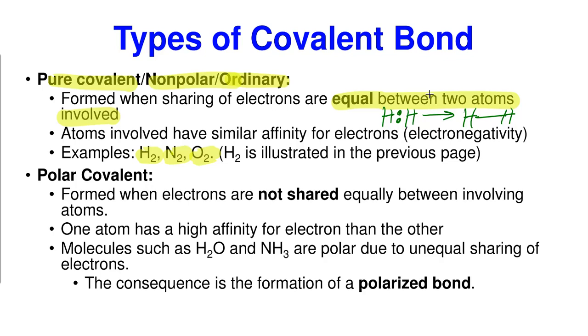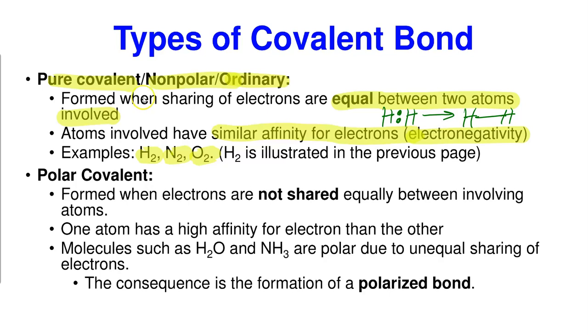So in this case, the ability of any atom to attract a shared pair of electrons to itself is what we call electronegativity. Atoms involved in this type of covalent bond have a similar affinity for electrons. That affinity is what we call electronegativity. It's like similar power, right? When their power is the same in that tug of war, nobody's winning the race. This type of covalent bond is what we call pure covalent, non-polar covalent, or ordinary covalent bonding.